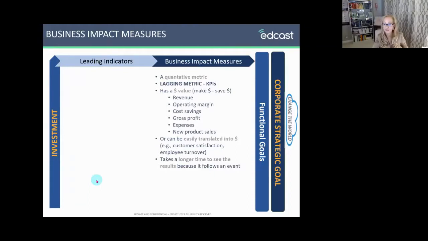So give me a thumbs up if this makes sense. All right, so good. Yay. All right, so we've got indicators that are leading to business impact measures. So we can keep our stakeholders happy as long as we're showing directional indicators to impact.